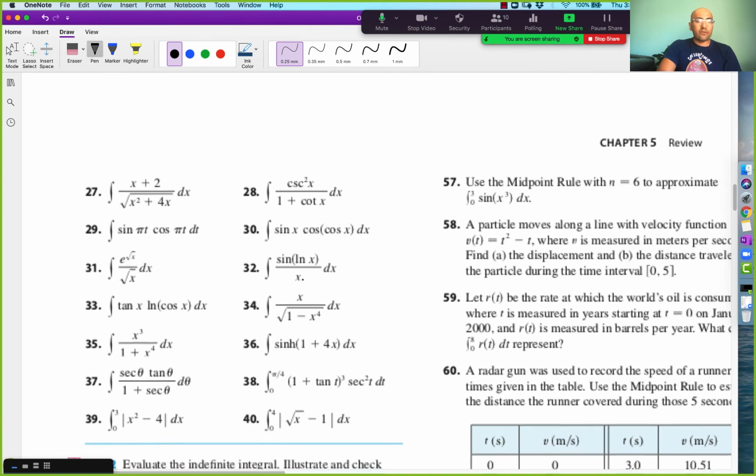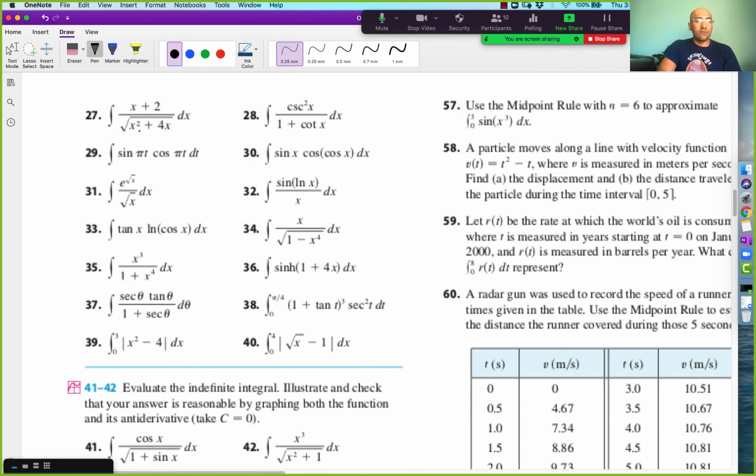27 is another classic u substitution. Luckily, if we let u equal this part, x squared plus 4x, its derivative will be x plus 2. So we have a great application of a u substitution. That shouldn't be hard either.